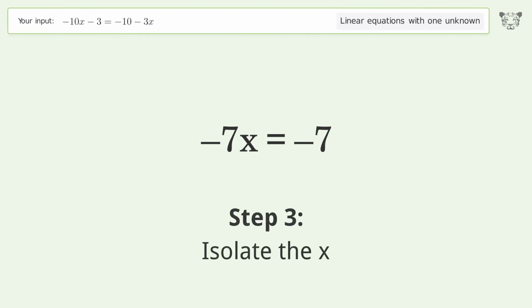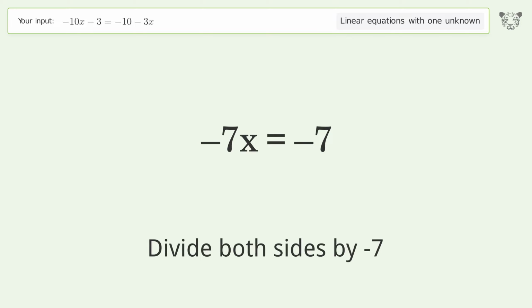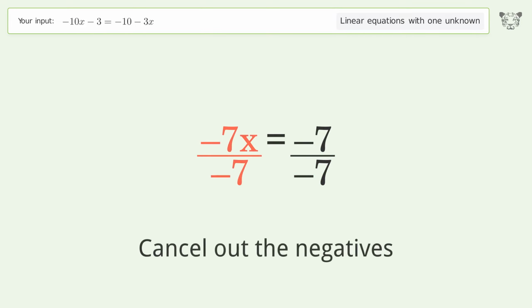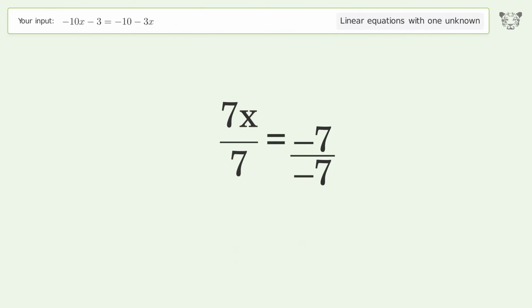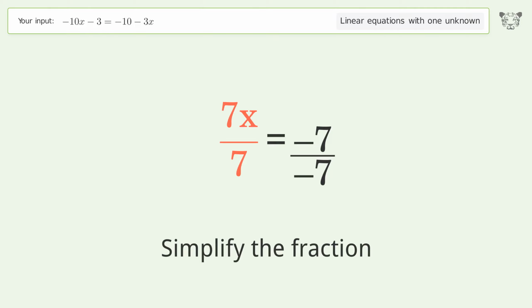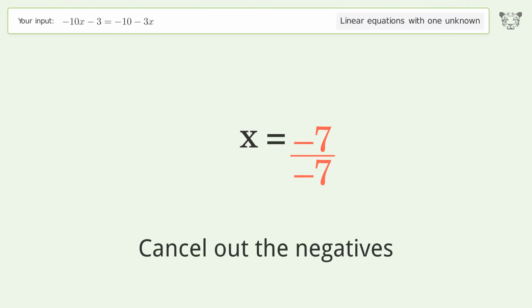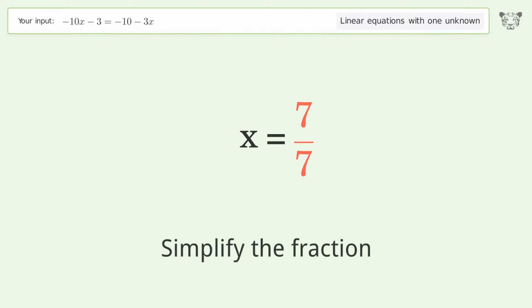Isolate the x. Divide both sides by -7. Cancel out the negatives. Simplify the fraction. Cancel out the negatives. Simplify the fraction.